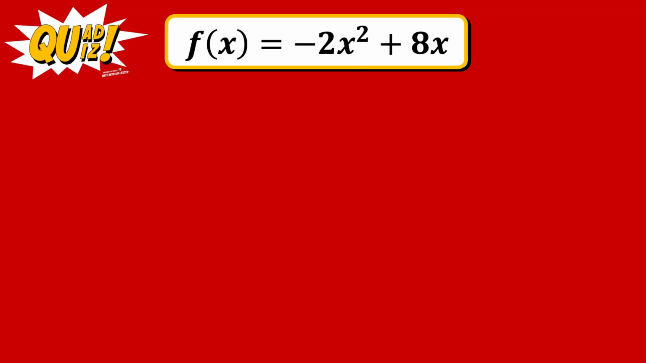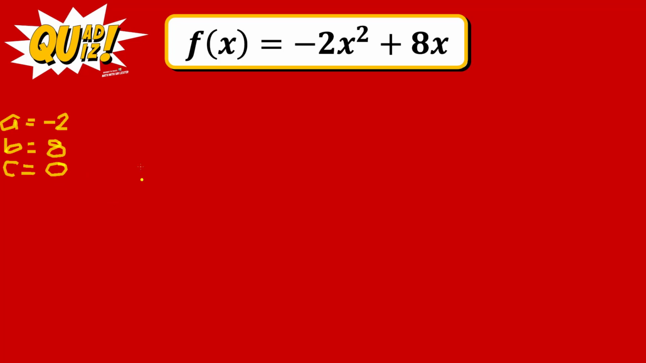Now let's start with the vertex. The vertex is a point on the graph of this quadratic function where the graph changes its direction. We can use here the same a, b, and c coefficients of the equivalent quadratic equation. The a coefficient is the coefficient of x squared, which is -2. b is 8, the coefficient of x. And since we don't have any constant here, c is 0.